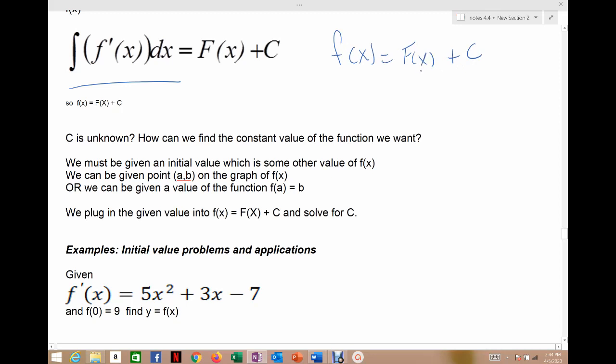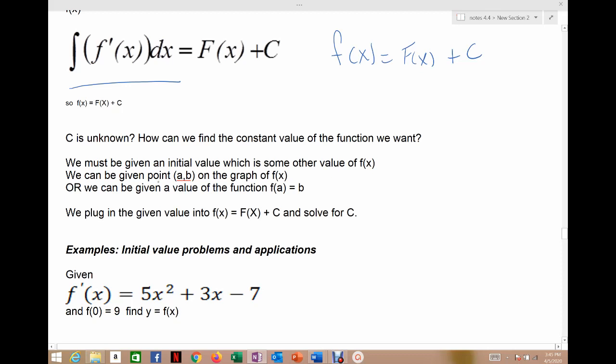And then how do we figure out c? There's infinitely many possibilities for c, and that's what we want to figure out. We want to find the c value that we're looking for, the specific function that we're being asked to find. This is why it's called an initial value problem, because they have to give us an initial piece of information. We have to be given not only the derivative, but at least one value from my function.